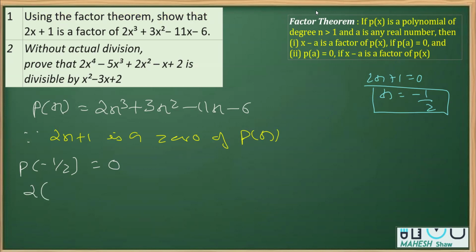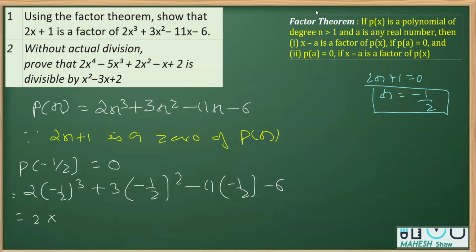So that will come as 2 into minus half raised to the power 3, plus 3 times minus half square, minus 11 times minus half, minus 6. Now you see this is 2, and the cube of minus half is minus 1 by 8, so it's minus 1 by 8 plus 3 times minus half square, which is positive 1 by 4, and minus 11 into minus half will give you positive 11 over 2, minus 6.